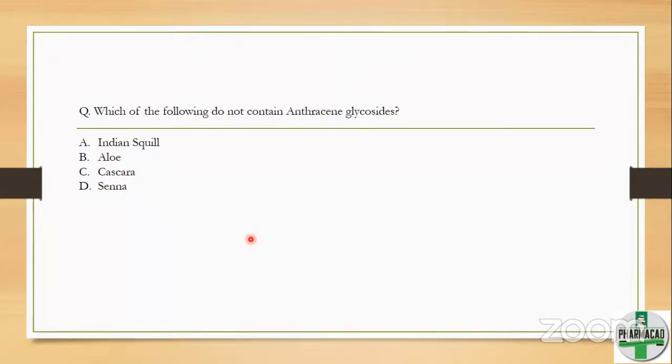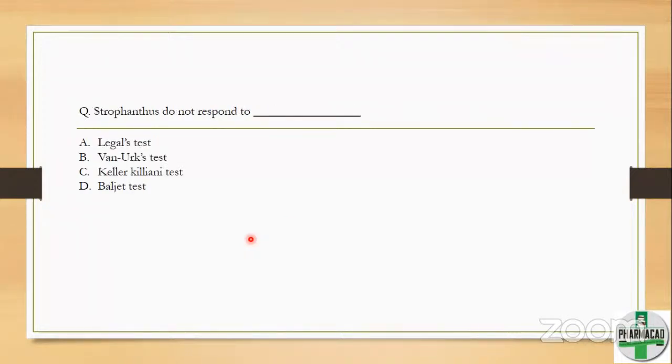Next, which of the following does not contain anthracene glycosides? So the answer to this, in which is anthracene not there? We saw aloe and cascara, right? So Indian squill is the answer. Next, strophanthus does not respond to what? We have not seen strophanthus today, but it is under cardiac glycosides. So it will not give which test? It is B, Van Urk's test, because it is specifically for aldehydes.